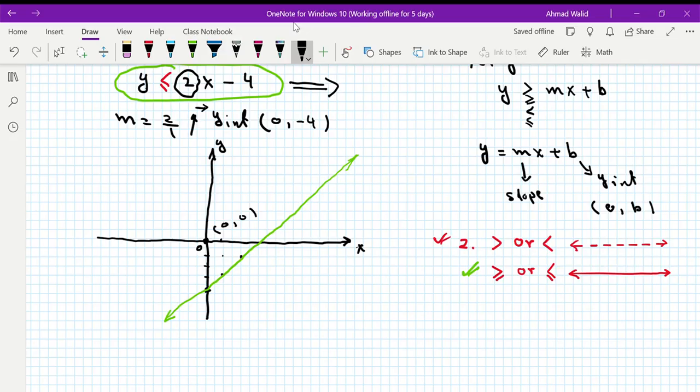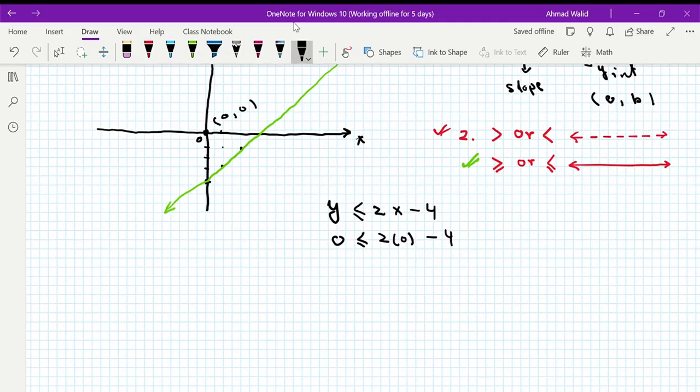If I name this inequality A, plug it into inequality A, correct? I choose (0, 0). I have y less than or equal to 2x minus 4. I'll plug 0 here, less than or equal to 2 times 0 minus 4, and see what's happening. Is 0 less than or equal to 2 times 0, which gives you 0 minus 4? Is 0 less than or equal to negative 4?